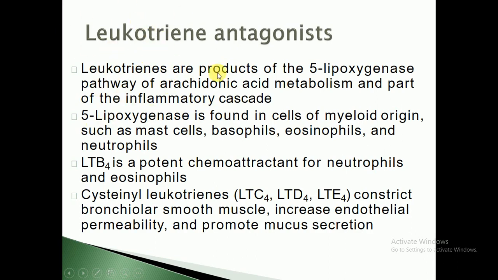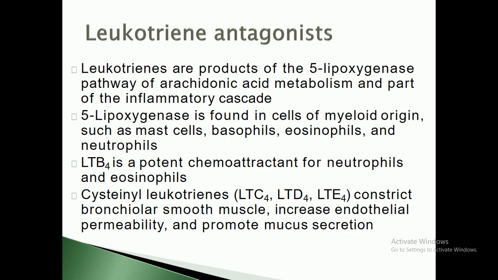Now let's talk about the leukotriene antagonists. Leukotrienes are the products of the 5-lipoxygenase pathway of arachidonic acid metabolism and part of the inflammatory cascades. Leukotriene receptor blockers are also used in the treatment of asthma whenever there is bronchoconstriction. At the level of the lungs, these leukotrienes are responsible.